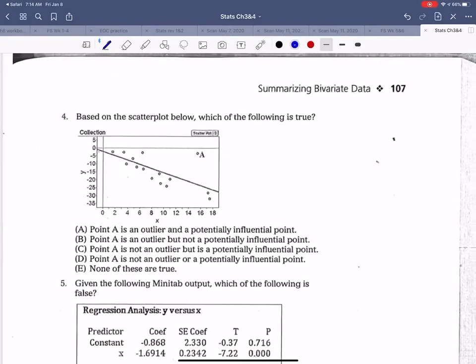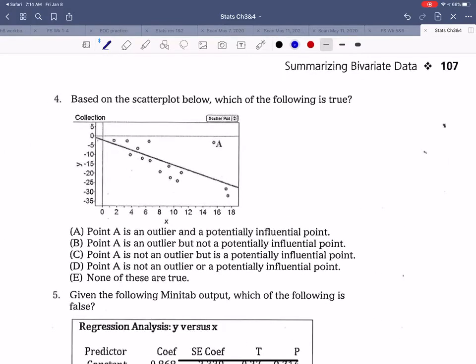Question number 4. Based on the scatter plot data, which of the following is true? Okay. So it says, if this was my data, it looks like A is an outlier. I definitely can't go about saying that A is not an outlier. Okay. And a potential influential point.